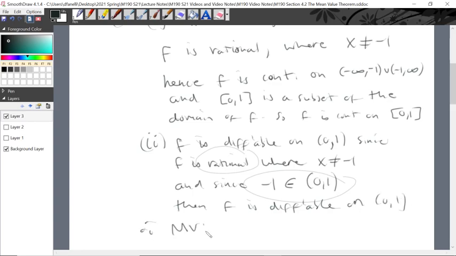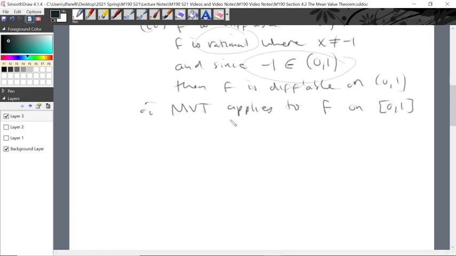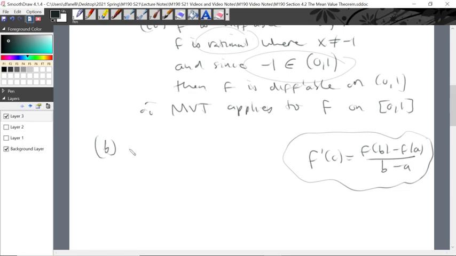So therefore the mean value theorem applies to the function f on the closed interval 0 to 1. And now we can apply it. The conclusion of the mean value theorem is f prime of c is equal to f of b minus f of a over b minus a. That's our conclusion. So find the values of c such that this would be true.